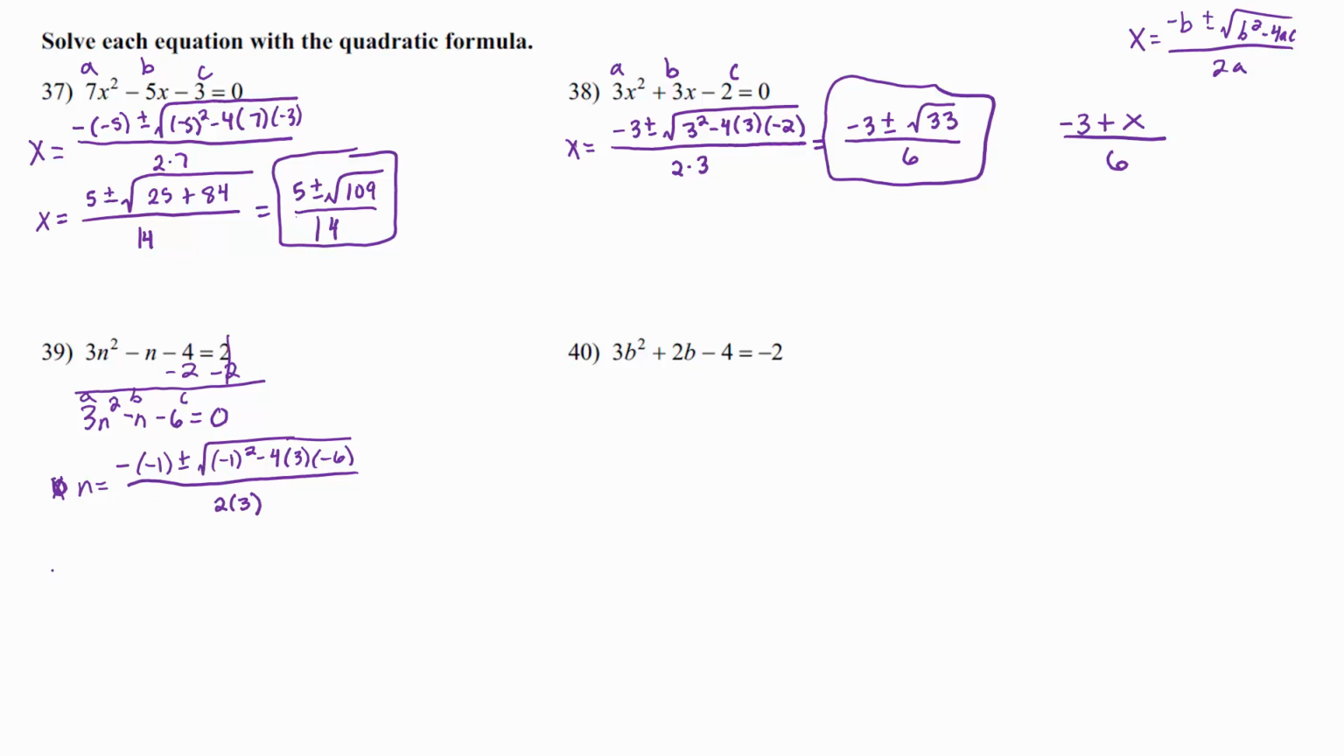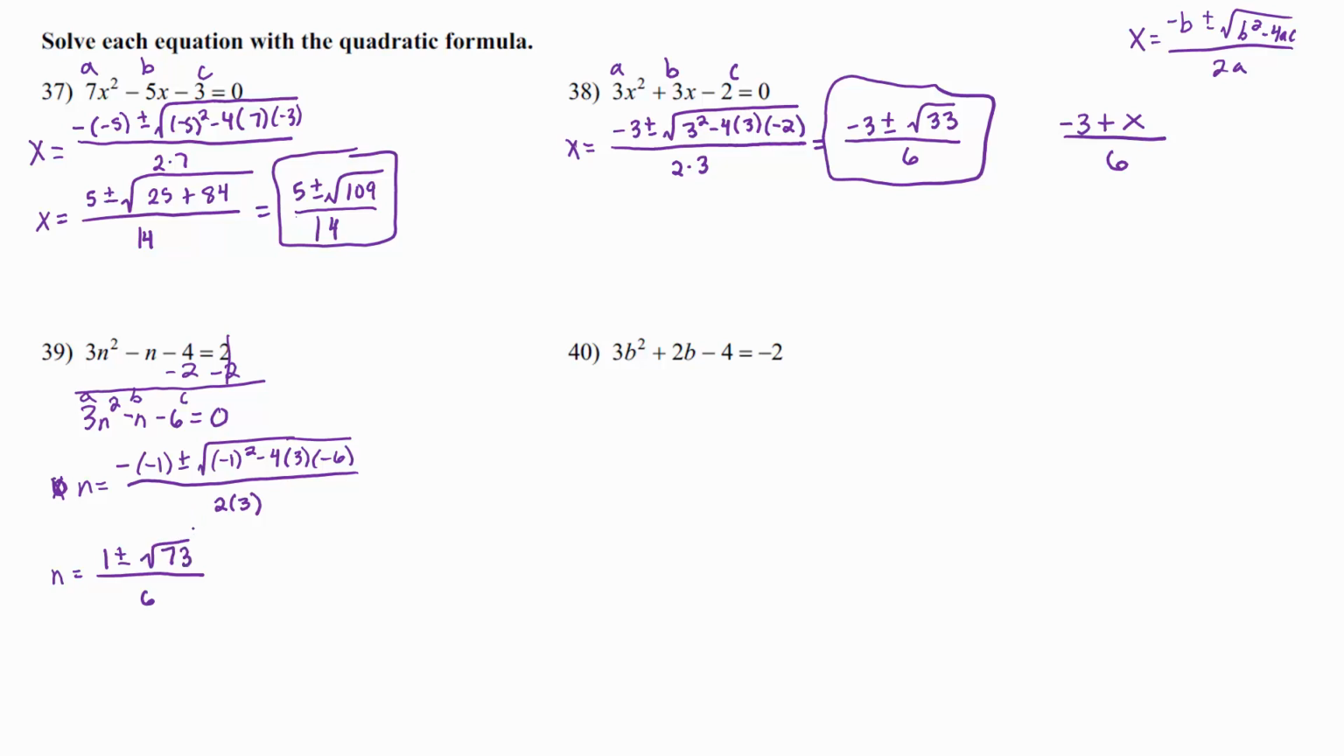So we're going to do the same sort of steps we've been doing. Negative 1 is positive 1. And then we can do the 2 times 3 on the bottom and get 6. Inside here we want to do a positive 1, because negative 1 squared is positive 1. And we want to do negative 4 times 3 times negative 6, which gives you positive 72. So 1 plus 72 is 73.